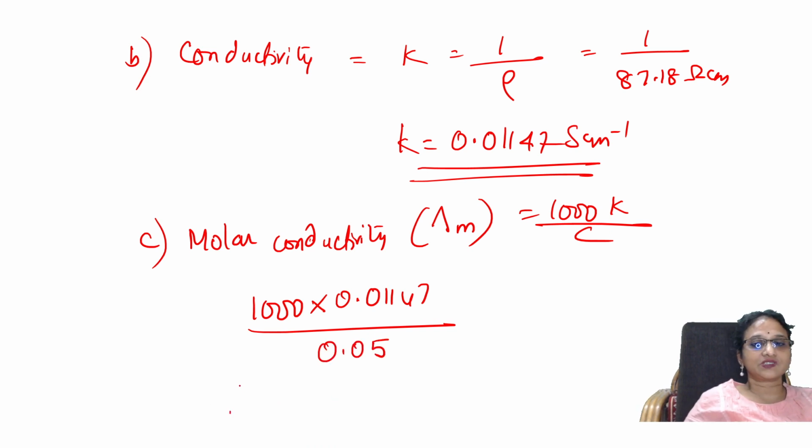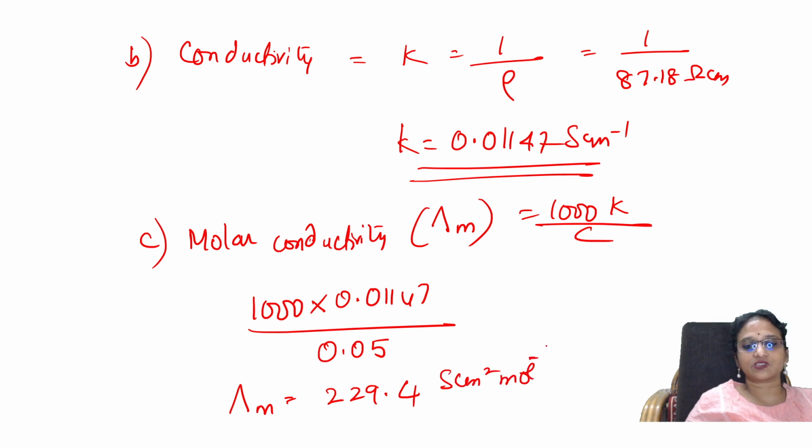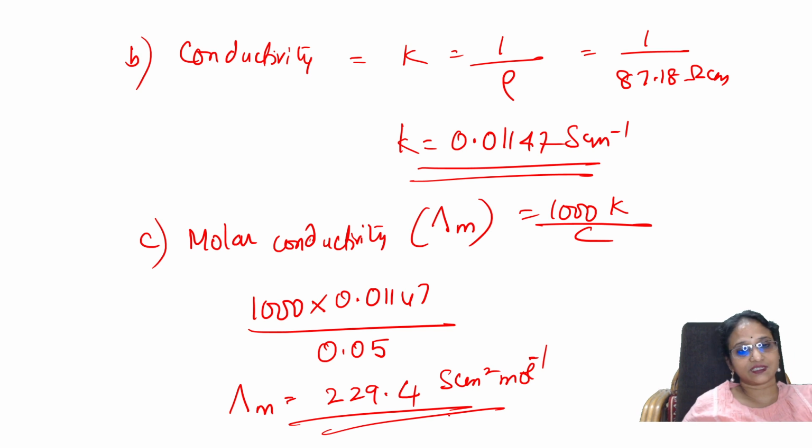When I solve this, I'll be getting a value around 229. I got 229 Siemens centimeter square mole inverse. This is the unit. So I got the conductivity value, I have got the molar conductivity value, and I have got the resistance. Easy. Let us see the next question.